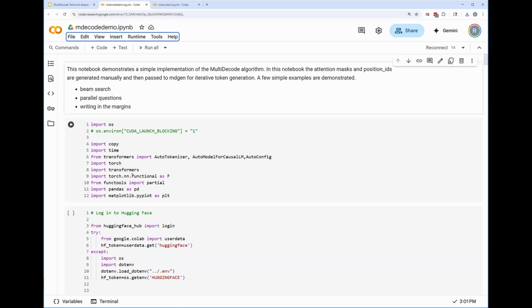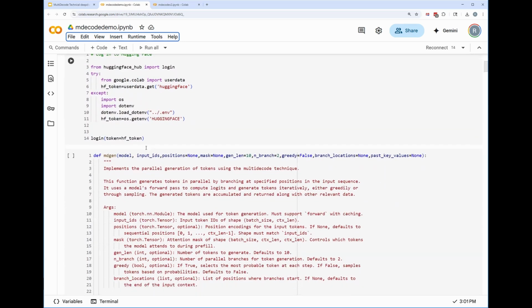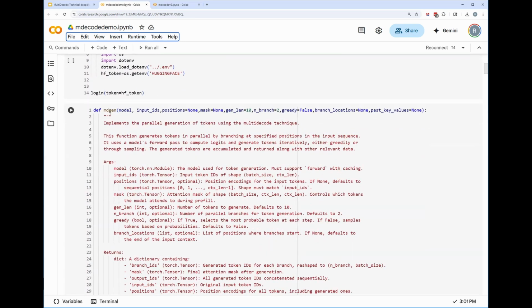Okay, so a bunch of imports. We're using Hugging Face, so play some games with getting logged in there. This is the function that actually implements the multi-decode. The input argument is a model, like a generate, so it uses the model and some input IDs. This would be the part C that we were talking about. It also accepts a set of positions and a mask.